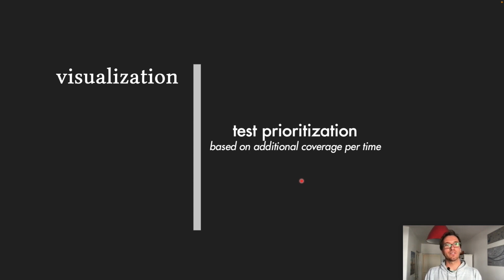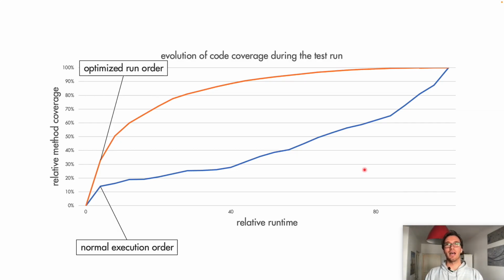Besides test selection, test prioritization also plays an important role when it comes to long-running test suites. I brought you a visualization that shows you the benefits of test prioritization based on additional coverage per time. This chart shows you how the coverage evolves during the runtime of your test suite. On the x-axis, you see the relative runtime of your test suite, and on the y-axis, you see how the coverage evolves. In the normal execution order, you see a rather flat curve, and on the orange curve, you see an optimized run order, and there the coverage is gained much faster.